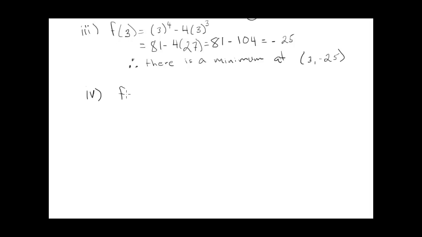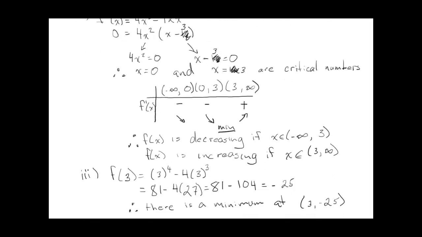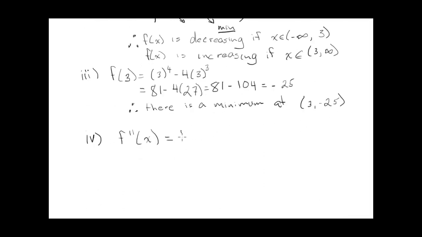So now we'll go on to the concavity. So we're going to look at the second derivative. The first derivative was 4x cubed minus 12x squared. So we're going to have 12x squared minus 24x.